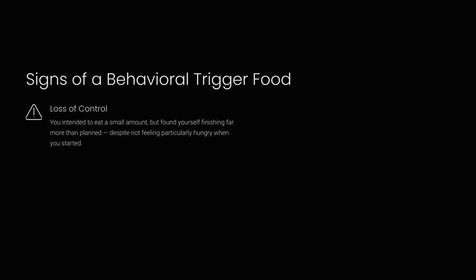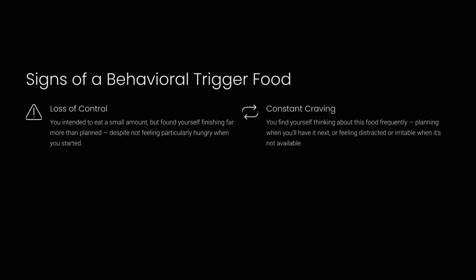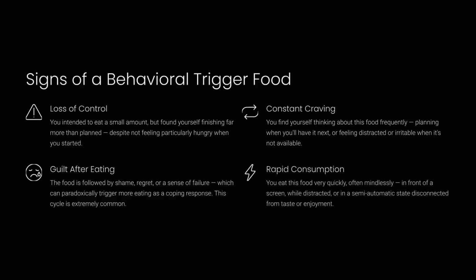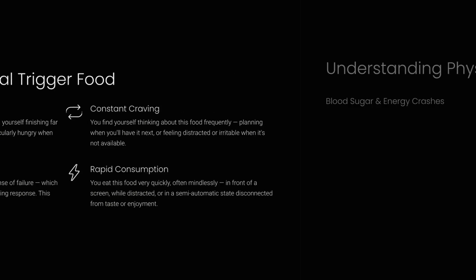Signs of a behavioral trigger include loss of control, finishing more than planned, or constant cravings for the food. Other signs are guilt after eating, which can trigger more eating, and rapid, mindless consumption, disconnected from taste or enjoyment.